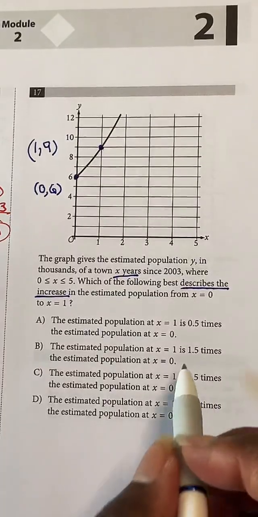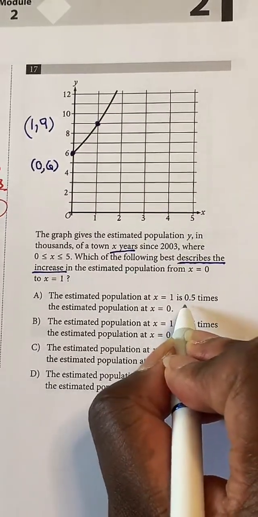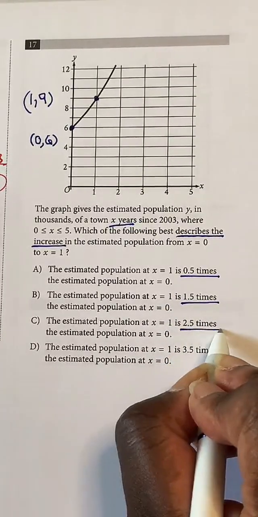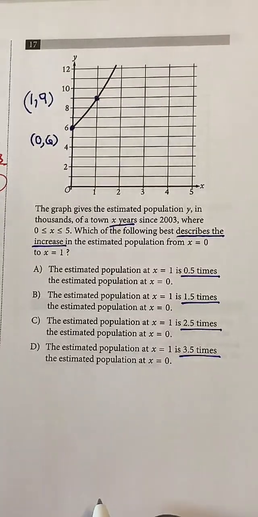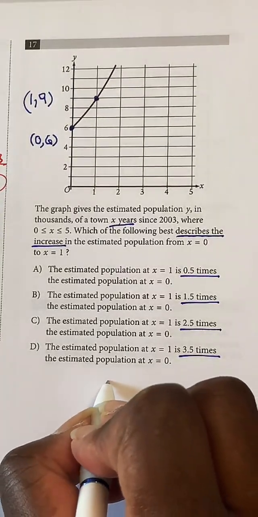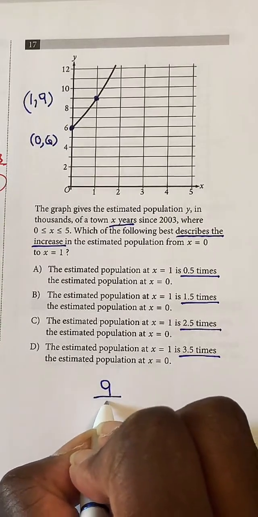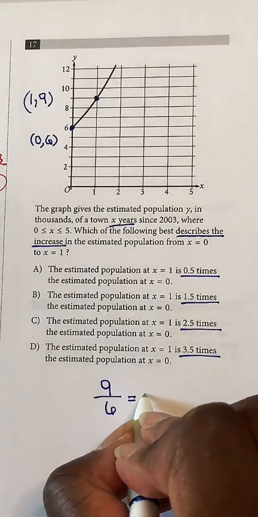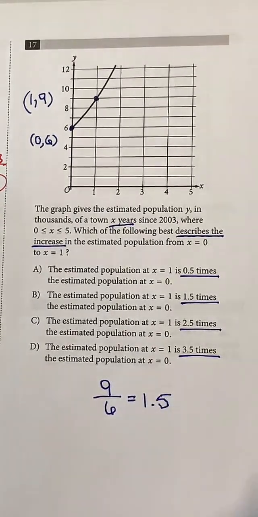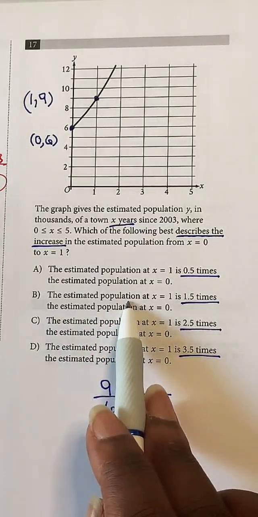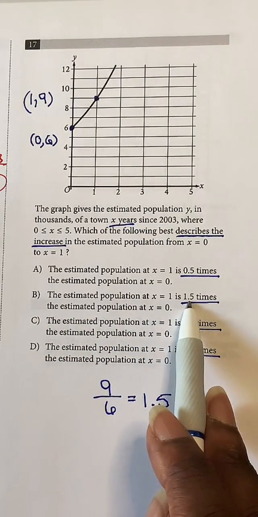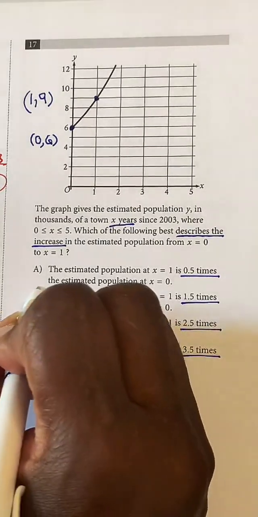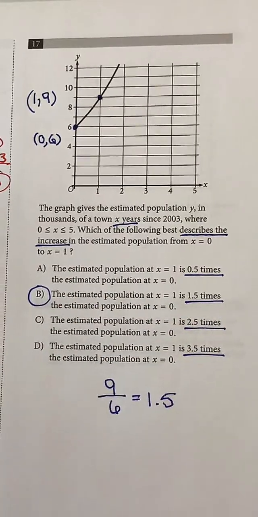So we need to figure out how many times. Notice all of them have 0.5 times, 1.5 times, 2.5 times, or 3.5 times. Basically what we're doing is we're taking this 9 and dividing it by 6. 9 divided by 6, that gives us 1.5. So the estimated population when x equals 1 is 1.5 times the estimated population at x equals 0. The answer is going to be B.